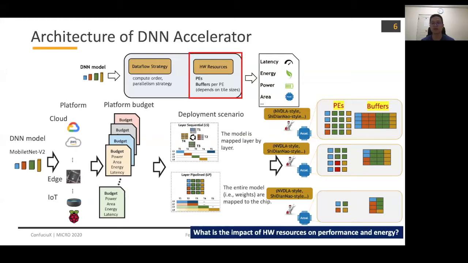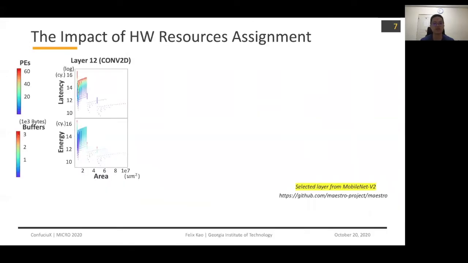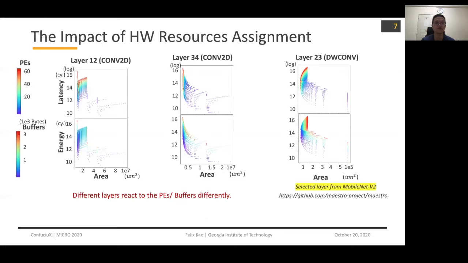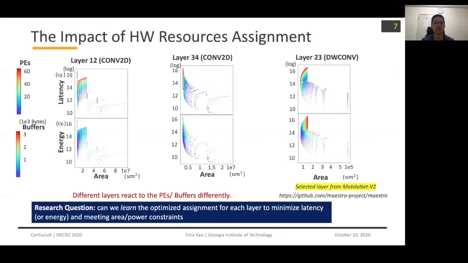So why is the per layer PE buffer assignment important? What is the impact of hardware resource assignment on performance and energy? Here we are looking at a figure drawn from MobileNet V2. So this is given the same platform budget and given different PE and buffer resources, what is their latency, energy, and area performance? And you can see that different layers react to the PE and buffer very differently. So the research question will be, can we learn to optimize the assignment for each layer to minimize the latency or energy and meeting area and power constraint?